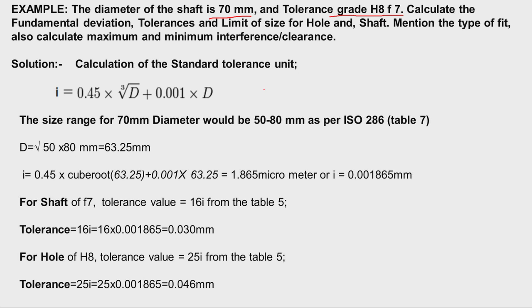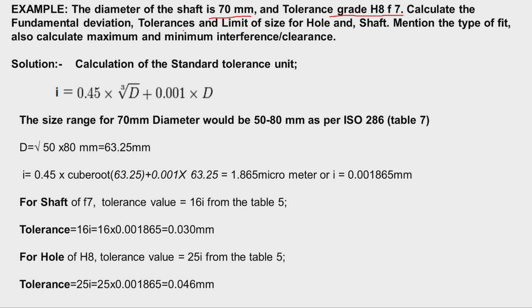Now, what we have to do is calculate the standard tolerance unit, and then whether there is any fundamental deviation, and then what is the upper limit and lower limit for shaft, and similarly what is the upper limit and lower limit for hole, and finally we can say whether the type of fit obtained is clearance fit or interference fit. Now we have to find fundamental deviation, tolerances for hole and shaft, and limits of size for hole and shaft. Also we have to mention what is the type of fit, and also we have to calculate maximum and minimum interference or maximum and minimum clearance.